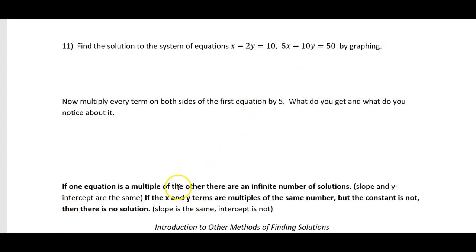So if one equation is a multiple of the other, if I take this second equation here and divide it by 5 all the way across, I would get that. A multiple, that's the same as multiplying by a fifth. So if one equation is a multiple of the other, you end up with infinite solutions.